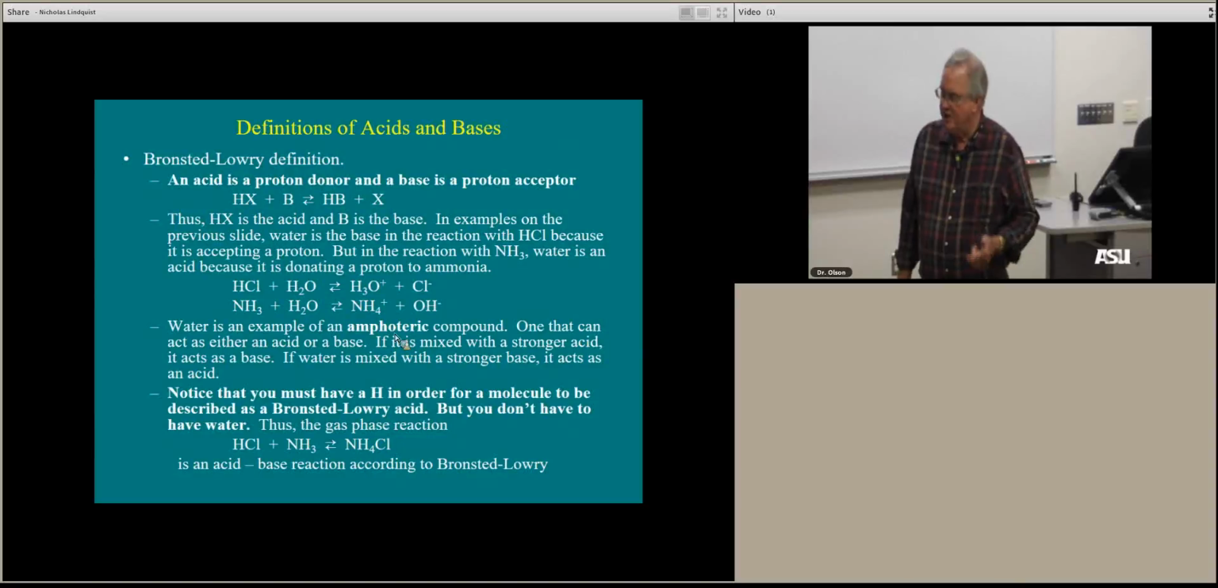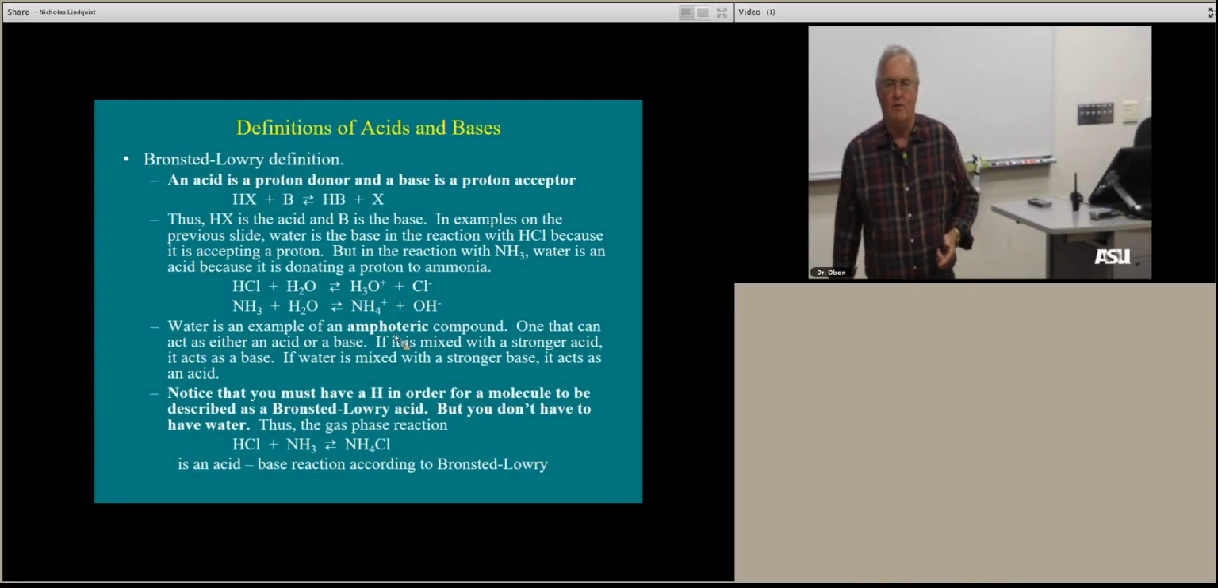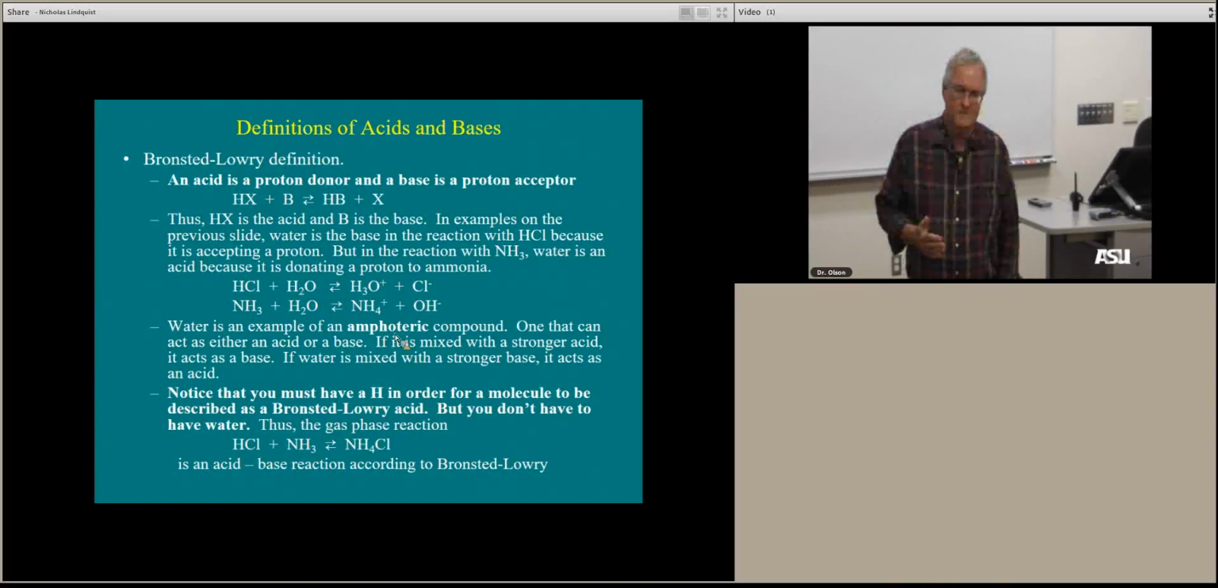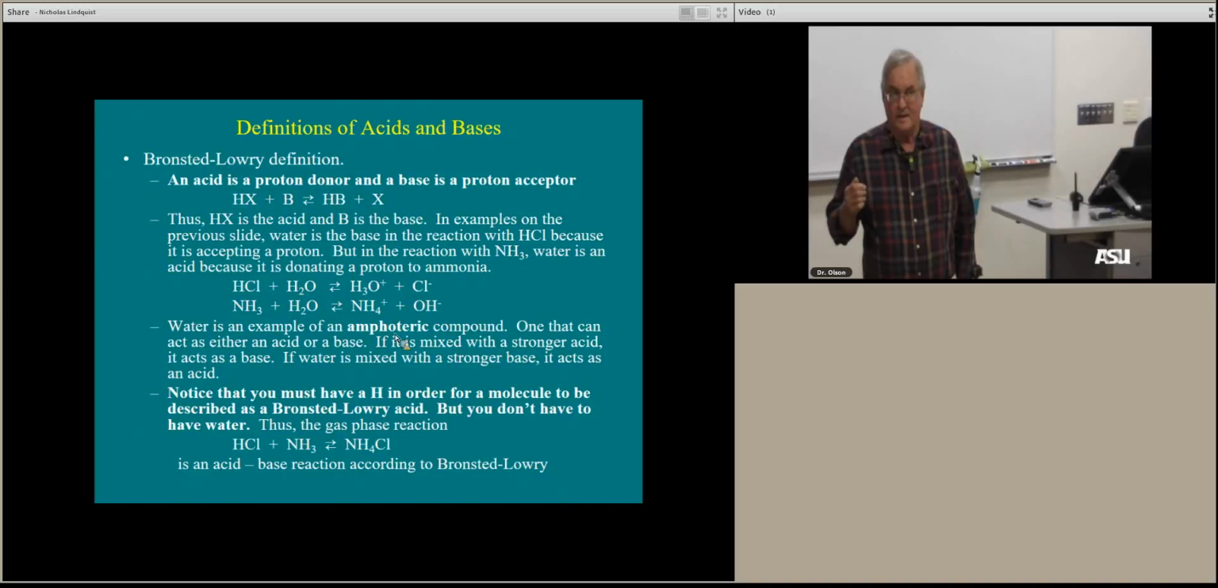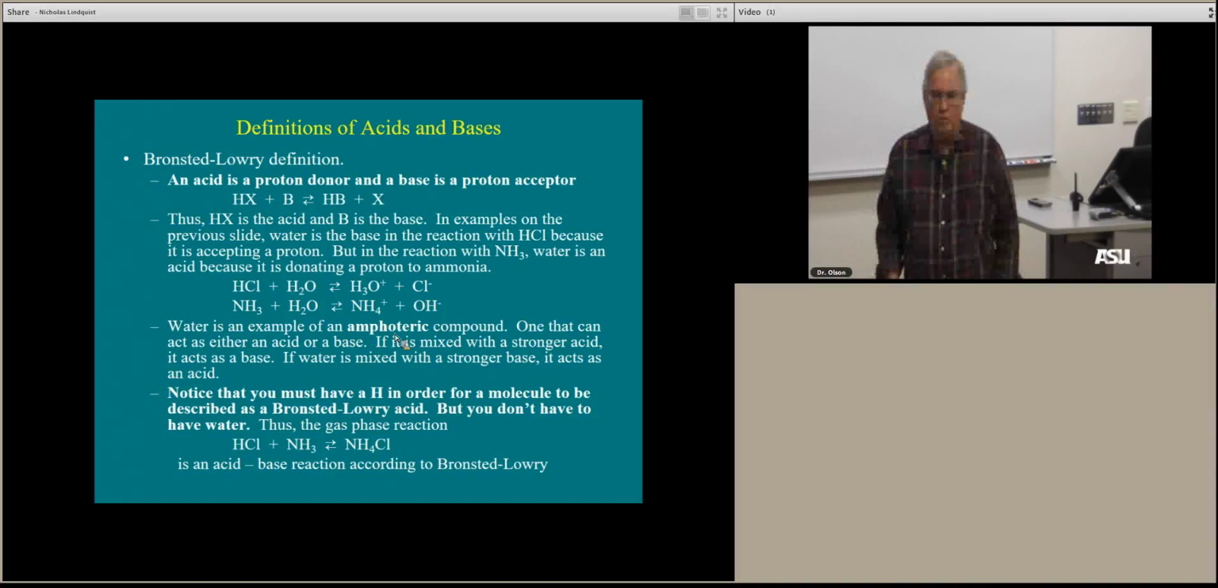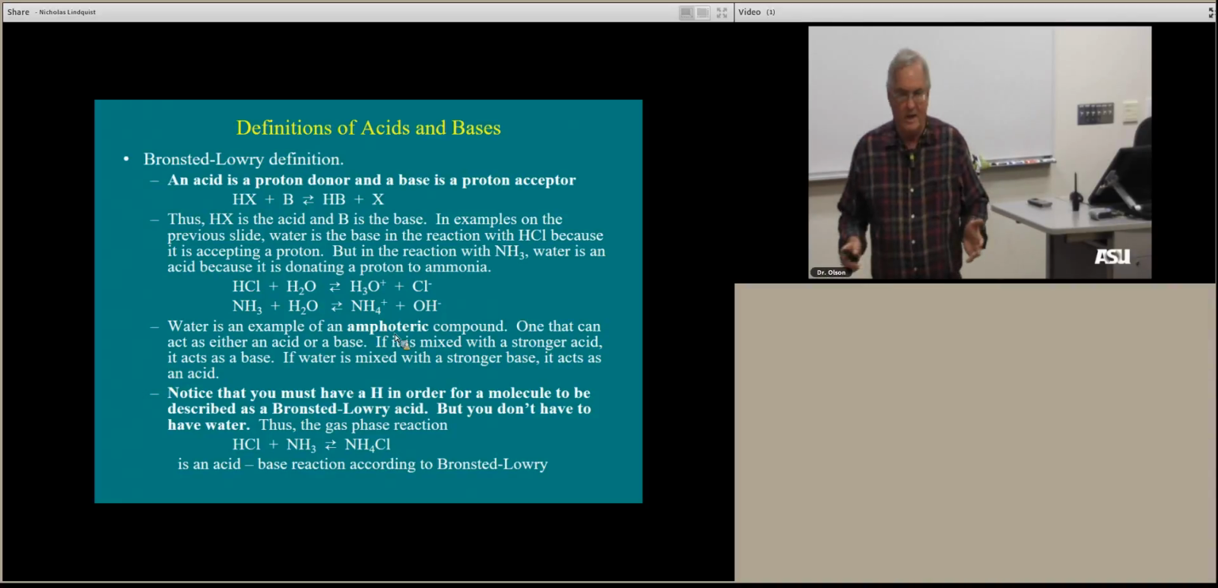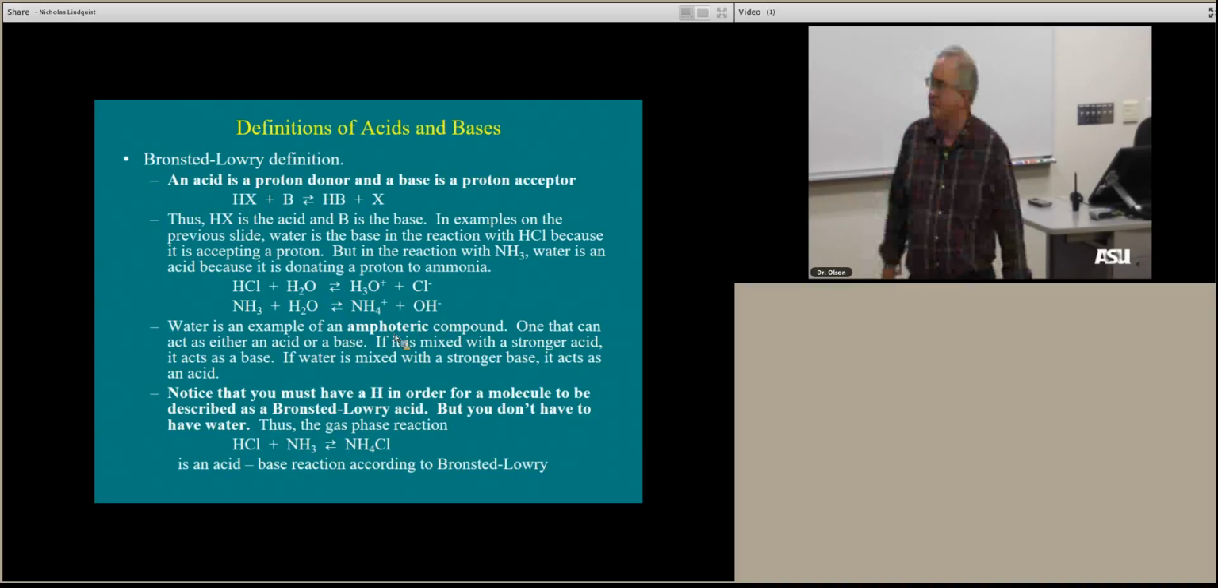Now, a slightly more general definition is called the Brønsted-Lowry definition of an acid or a base. And here we talk about protons, okay? So that means that in order for something to be called a Brønsted-Lowry acid, it has to contain hydrogen, because a Brønsted-Lowry acid is a proton donor, and a Brønsted-Lowry base is something which is a proton acceptor, okay? So notice this doesn't include water. You can have a situation where you don't have any water present, and you can still talk about it as an acid-base reaction as long as you've got a proton present.